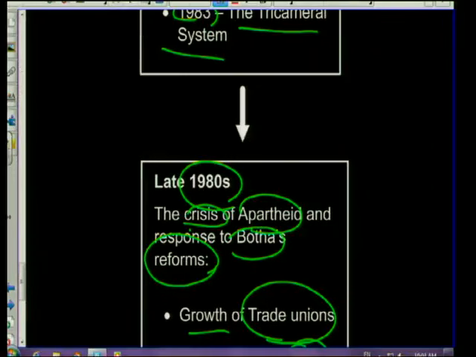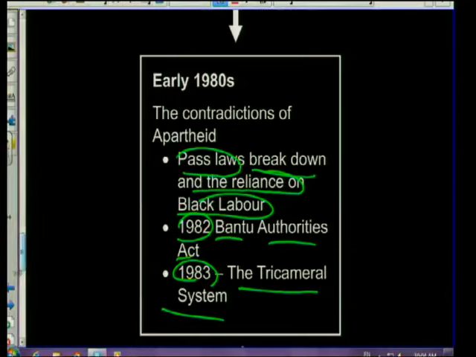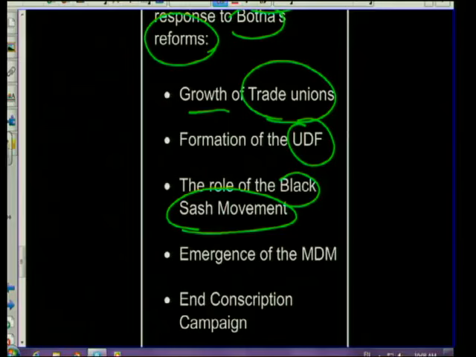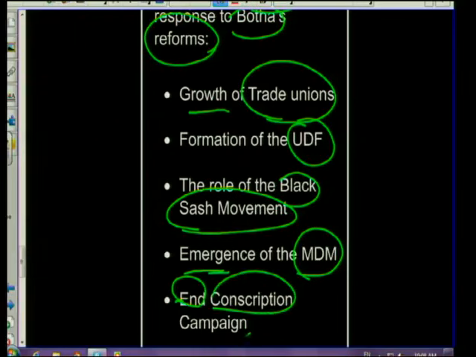Moving on, we're looking at the role of the Black Sash movement. This was a group of white women who believed in the liberation struggle and joined in the civil resistance in South Africa. Following that, we had the emergence of the MDM, which was when the UDF was banned and the mass democratic movement began. Going on, we're looking at the End Conscription Campaign.